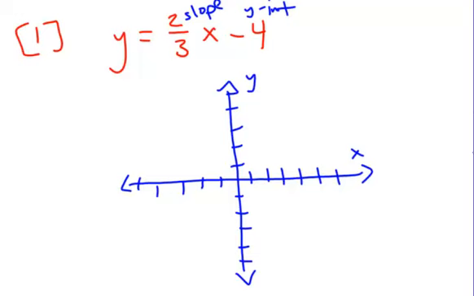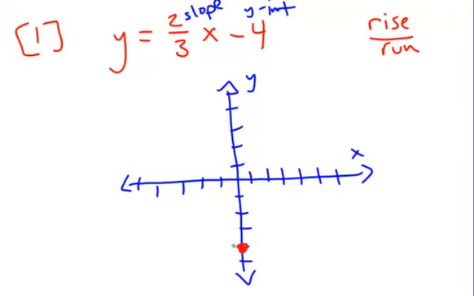So it's as simple as this. You're going to take your y-intercept. Here it's -4. And you know that that's where it's going to touch the y-axis, right? So you're going to put your first point there. Your next point, you're going to use the slope. The slope here is 2/3. And remember, slope is rise over run.